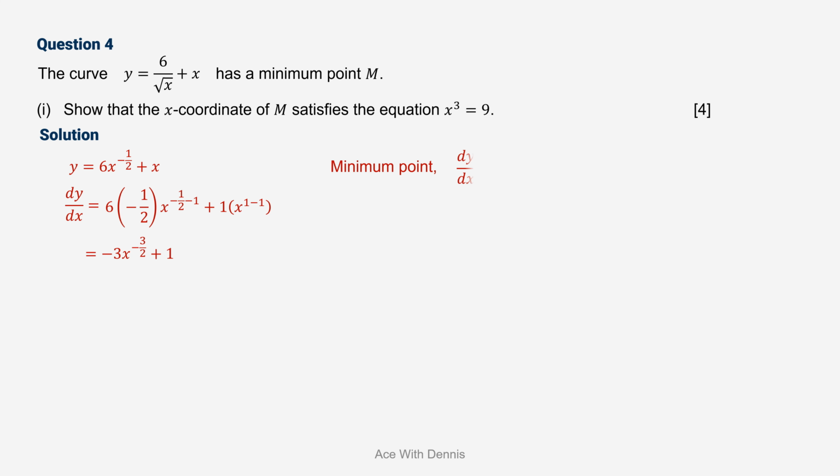When it comes to the minimum point, it means that dy over dx equals 0, which means negative 3x to the power negative 3 over 2 plus 1 is equal to 0. So 3 over square root of x cubed equals 1. Rearrange this equation. Square root of x cubed equals 3, hence x cubed equals 9. Therefore, shown.